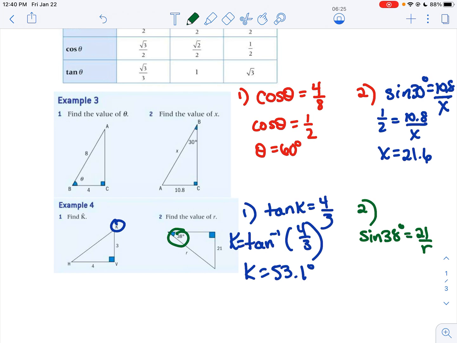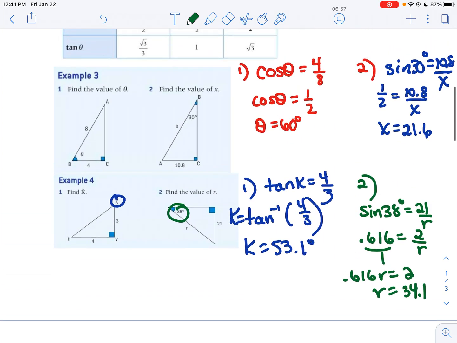All right, what did you get? I got 0.616 equals 21 over r. Then just cross multiply. And what do you get for r? Again, making sure you're in degree mode, I got 31.4, or that's not degrees, sorry. Just kidding, that's the side length, 34.1.